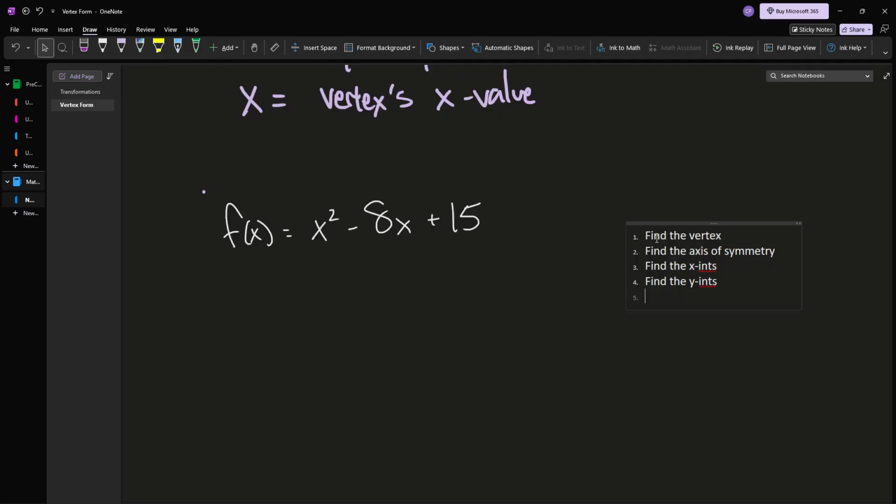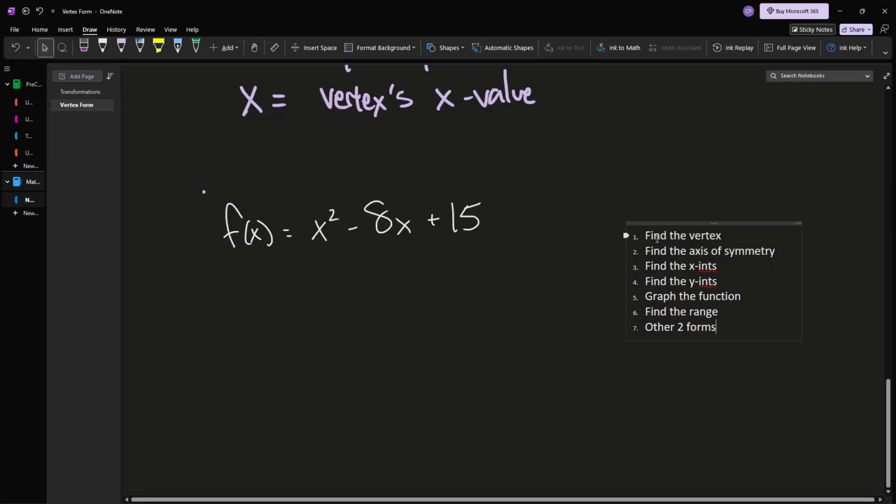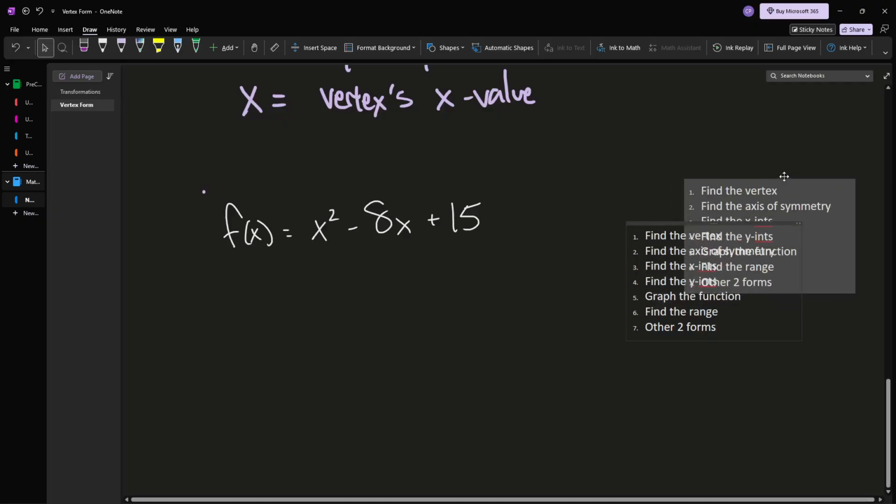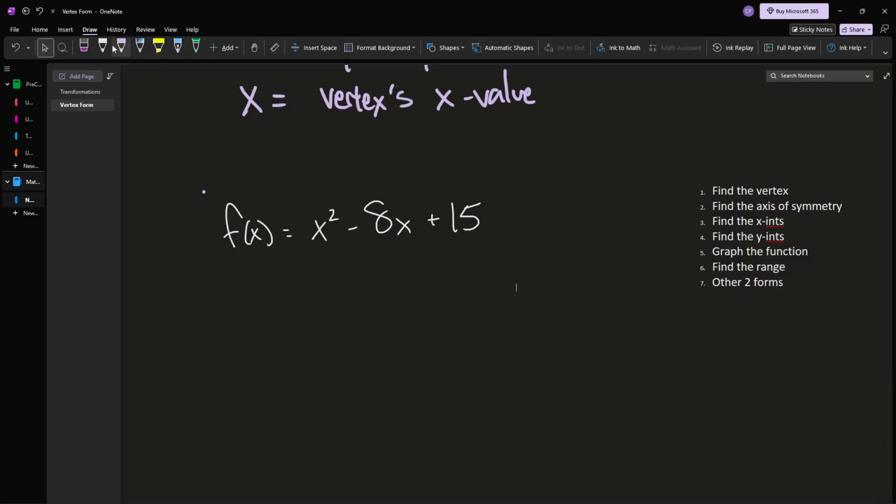You want to find the other two forms. Actually, we could graph the function. Find the range, which we'll see a trick after we graph the function. But it's always good to double check with the function. And you want to find the other two forms. So there's a lot to find out with this problem, because we're kind of summarizing everything we know about functions, about quadratics.